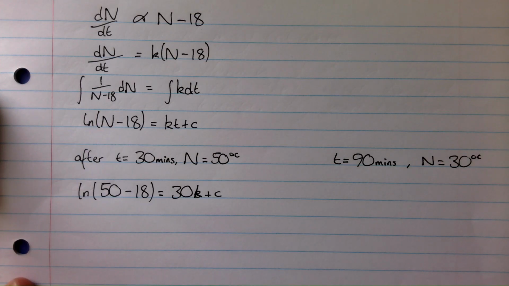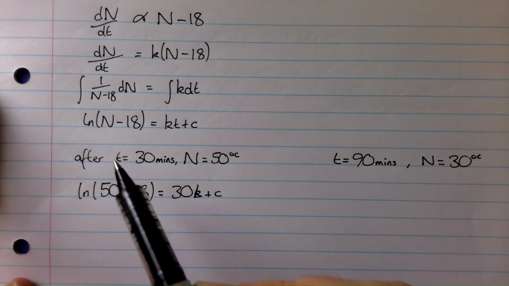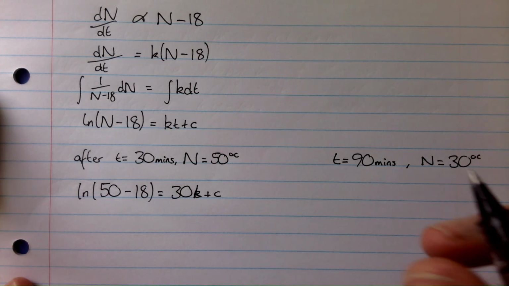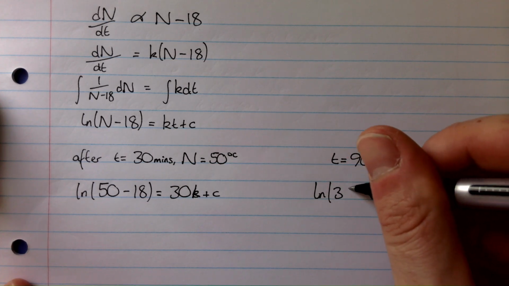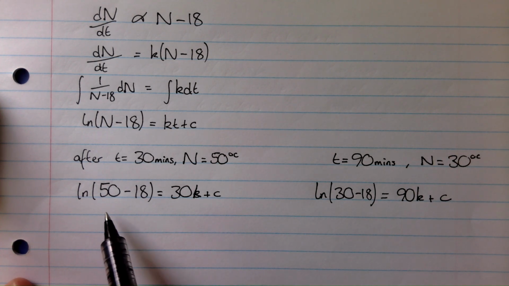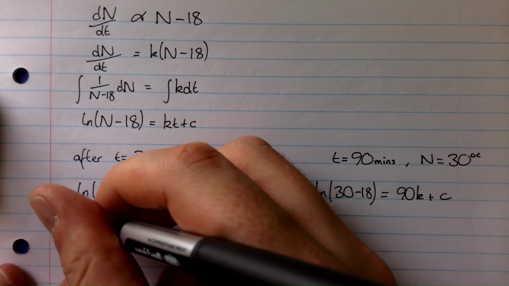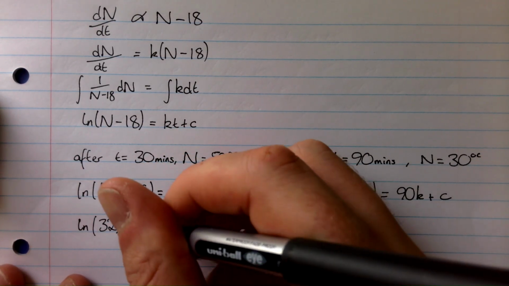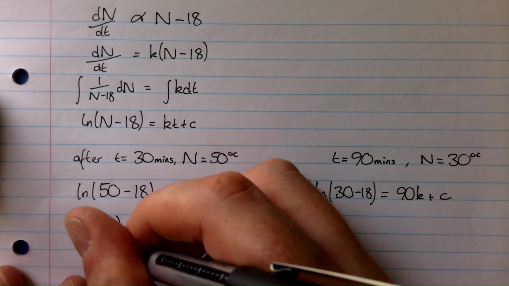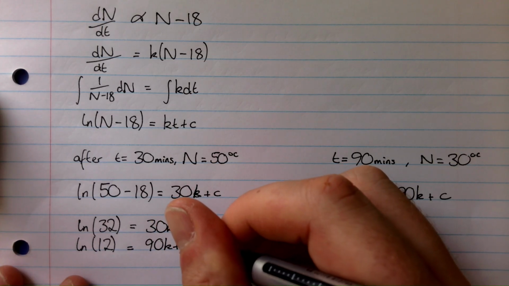Okay, so just like before, we can substitute these values into our expression here, and we'll have two equations, both with two unknowns in. In this expression here, there are 4 variables that we're not sure of, too many to deal with. With these pairs of coordinates, we're able to get into some simultaneous equation work. So we'll have the ln of, this time 30 take away 18, so that will be 12, is equal to 90k plus c. Now I'm just going to simplify the 2 natural log terms, and write them side by side. 50 take away 18 is 32, 30k plus c. Then we also have the natural log of 30 minus 18, which is the natural log of 12, being equal to 90k plus c.